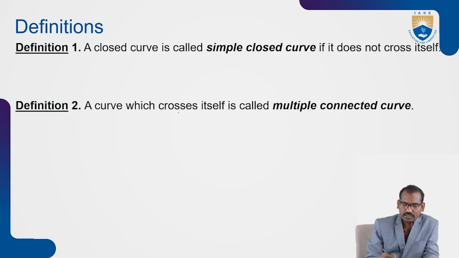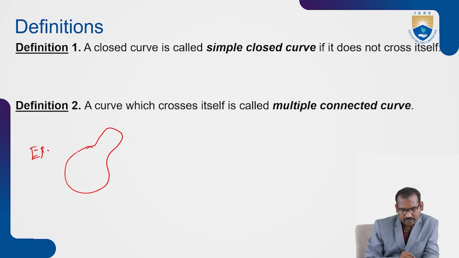For example, there is a curve which is like this. Here, the orientation we are taking is the counterclockwise direction. This is our curve C. That's why the movement is like this. This curve is not intersecting, it does not cross itself. That's why it is called a simple closed curve.